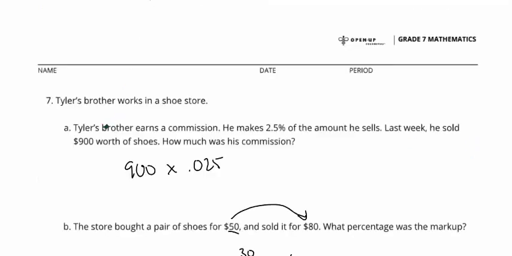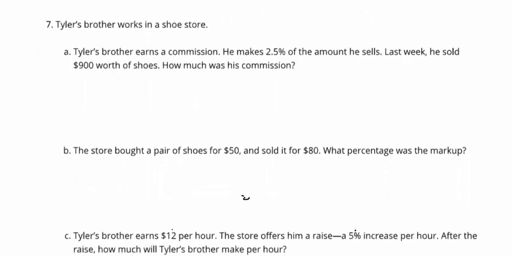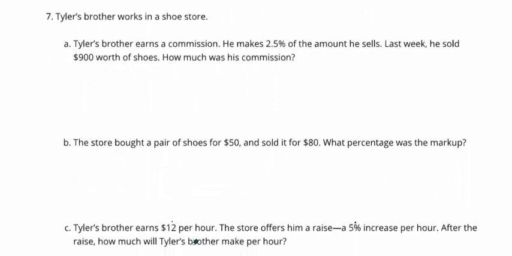All right. Number 7. Tyler's brother works in a shoe store. Tyler's brother earns a commission. He makes 2.5% of the amount he sells. Last week he sold $900 worth of shoes. How much was his commission?